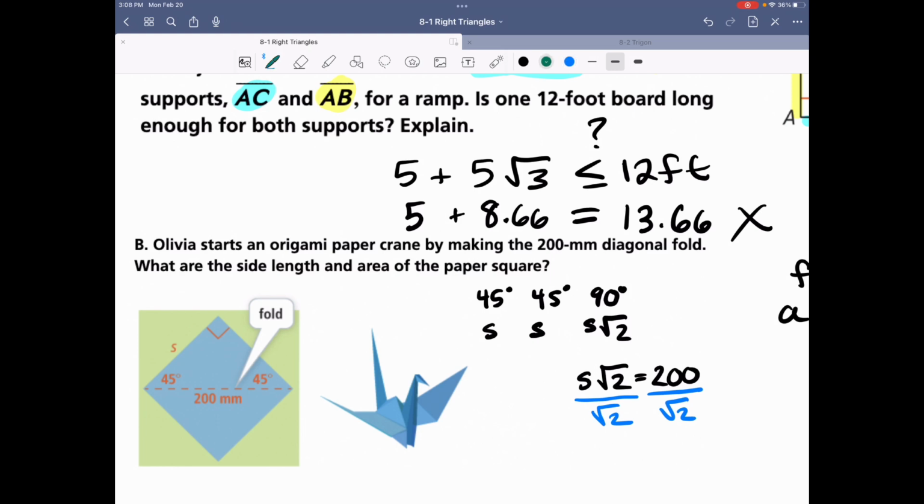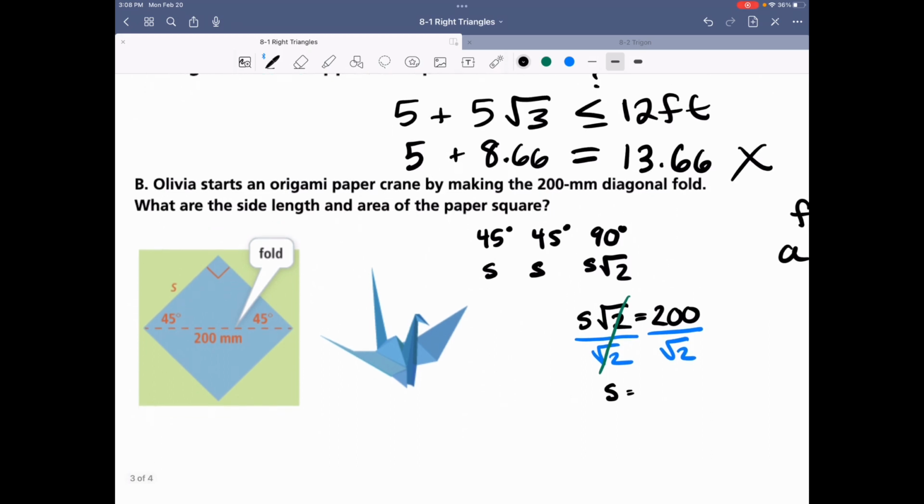In math, they do not like to have radicals in the denominator. So what I'm going to show you is something that will be useful in Algebra 2. If we have 200 over the square root of 2, they'd like us to multiply, and this is a little weird, but multiplying by root 2 over root 2 is really just multiplying by 1. Can you guys think about why that's just multiplying by 1?